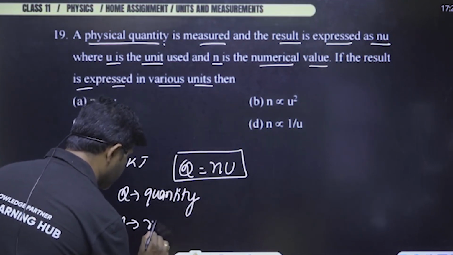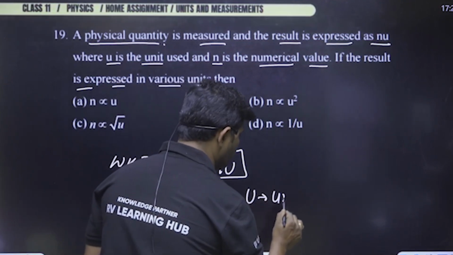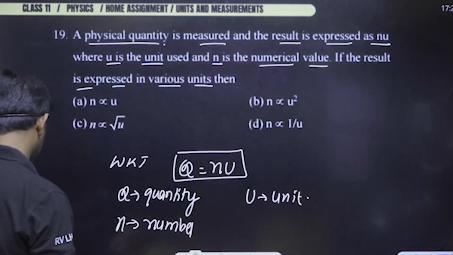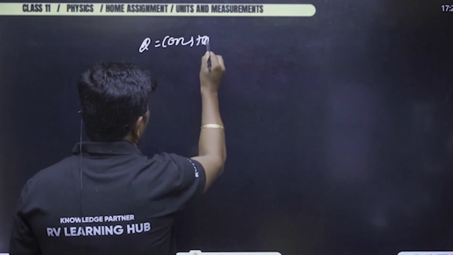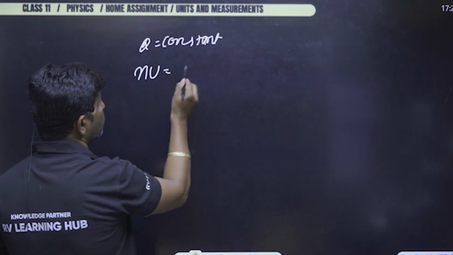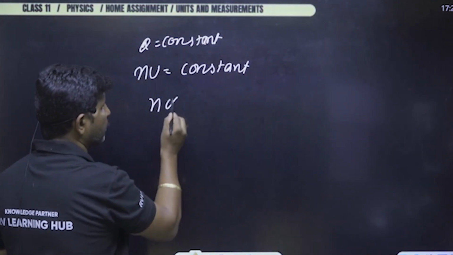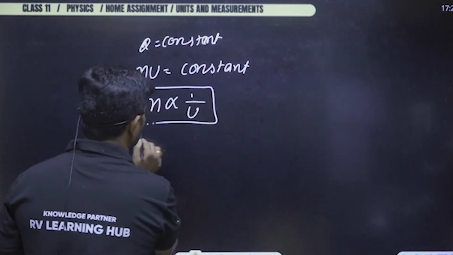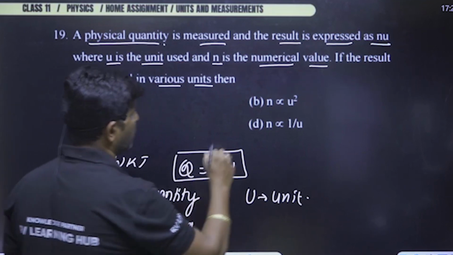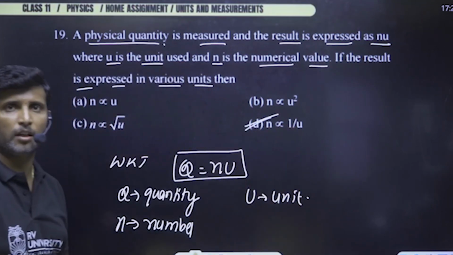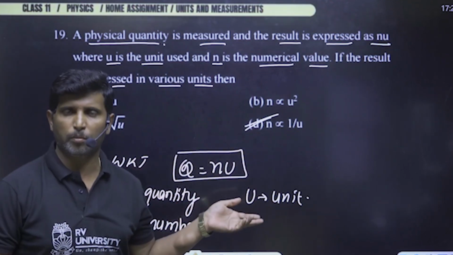And n is a number, and u is the unit. Therefore whenever the quantity is constant here, then n into u remains a constant. Therefore we can say that n is inversely proportional to unit. Number is inversely proportional to unit. Okay, hence we can go with the option here. Option D is the right answer. I hope you are understanding these points. This is one of the basic questions and also an important model.